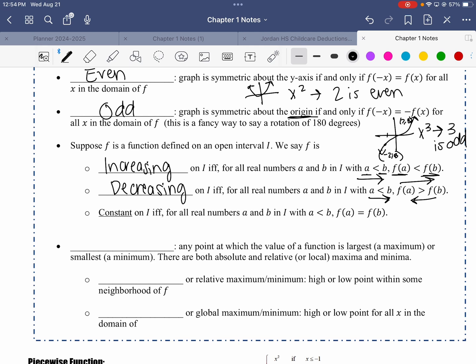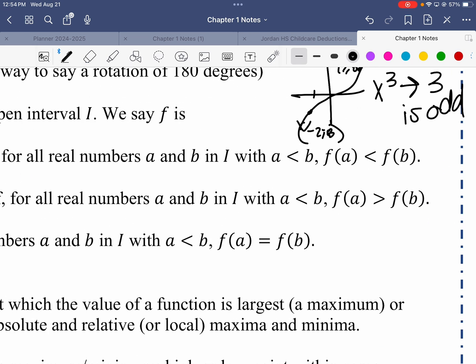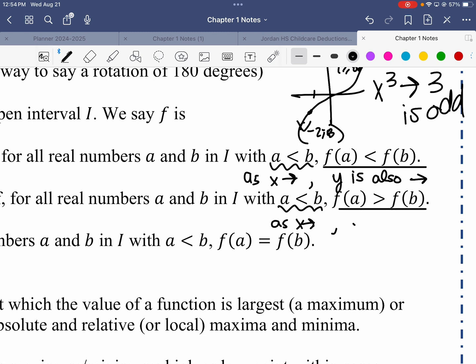Does that make sense to you guys, what those are saying? Because remember, this is y. F of something is a y. So this part is saying as x gets bigger, and this part is saying y is also getting bigger. Okay? This part still means as x is getting bigger, because that's what we said the first time. And this part means y is decreasing.